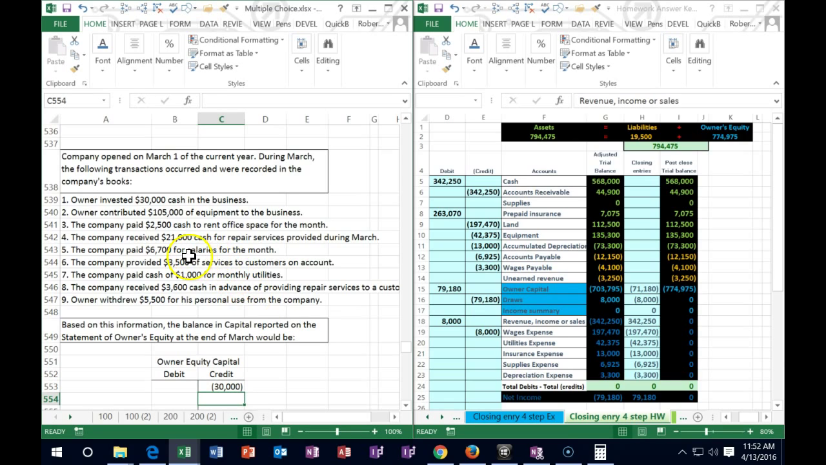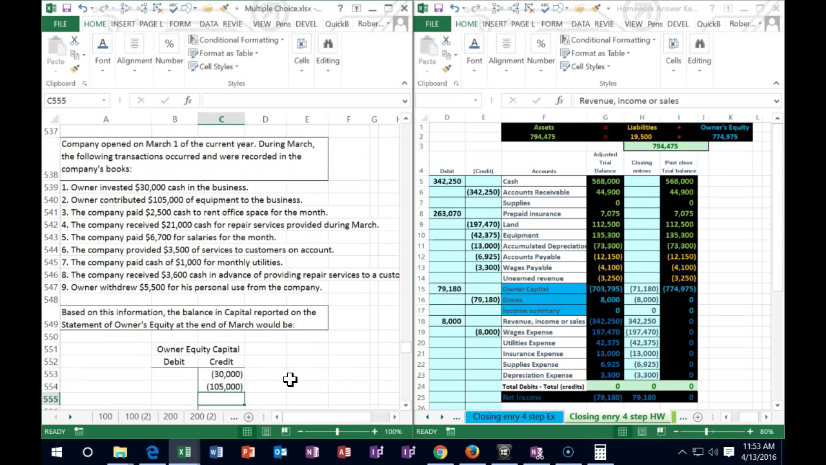So then the second one said the owner contributed 105 of equipment to the business. All right, so what's going to be the journal entry there? Well, equipment, we can see here as a debit balance. We're going to make it go up by doing the same thing to it. We're going to debit it in the journal entry, and then we're going to credit, once again, who put it in there? The owner. The owner put it in there, therefore we're going to credit owner's equity, the capital account again. So what we care about in the T account, of course, is the capital account, 105,000.